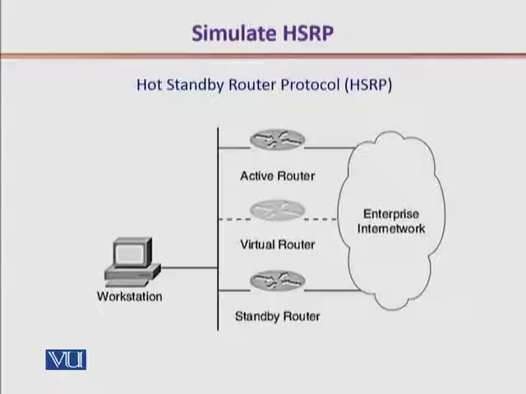Here we see a workstation that is connected to the network, an enterprise network, through a virtual router. But we also see an active router and a standby router. So in reality, as you can see, the virtual router is slightly foggy or hazy. Why is it so? Because it's not real. The two real routers are the active and the standby. How do these three work in conjunction with each other?